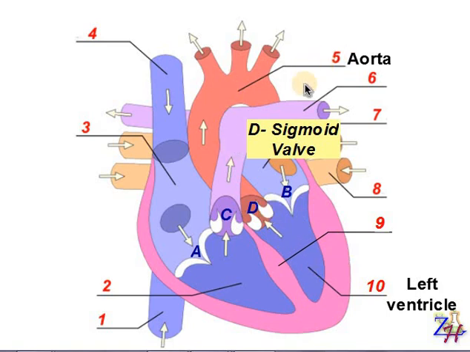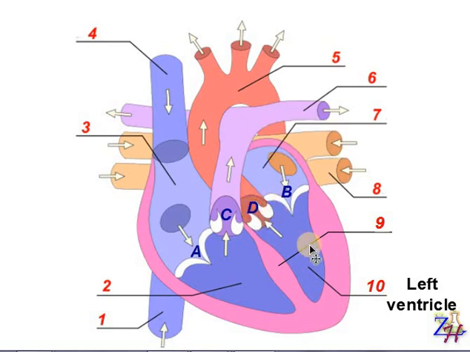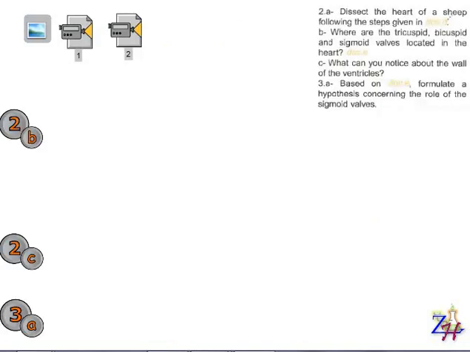So let's repeat. First of all, the tricuspid valve is located between the right auricle and the right ventricle, while the bicuspid valve is located between the left auricle and the left ventricle, while we have two sigmoid valves. The first one is located at the bottom of the pulmonary artery between the right ventricle and the pulmonary artery, while the other is located at the bottom of the aorta, between the left ventricle and the aorta.